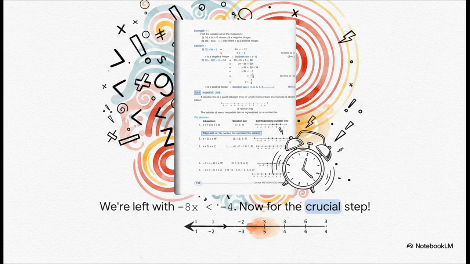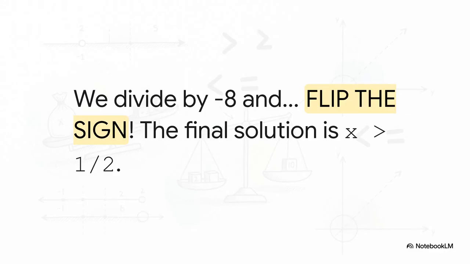To get x alone, we have to divide by a negative number. Ding, ding, ding. This is that moment we talked about. So we're going to divide both sides by -8. And what does that mean? It means we flip the sign. The less than becomes a greater than. And our final answer is that x is greater than 1/2. Getting that flip right is everything.